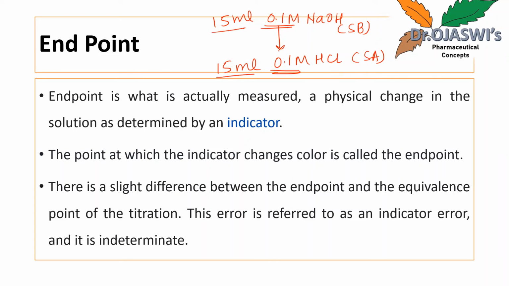Okay, but practically there could be some errors, or many other factors because of which the endpoint, the actual color change which I see while practically performing this experiment, maybe I see the color change at 15.9 ml. So this 0.9 ml is the error. Okay, and this 15.9 ml at which the color of the solution changed is called the endpoint of that particular titration, and the theoretical value is the equivalence point of that titration.